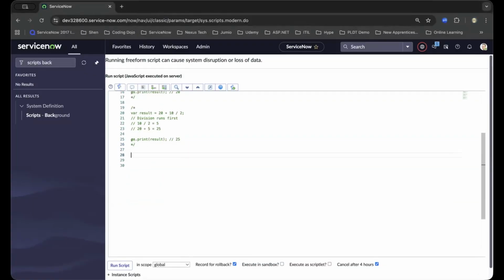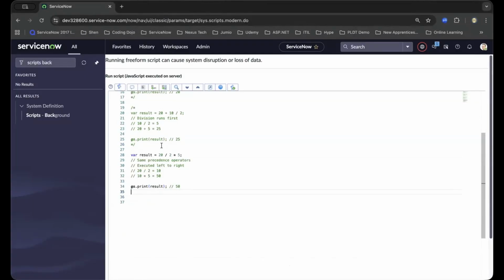Now, left to right with same precedence, and this is important: when operators have the same precedence, JavaScript executes from left to right. So the machine looks at the precedence first, then the direction second.